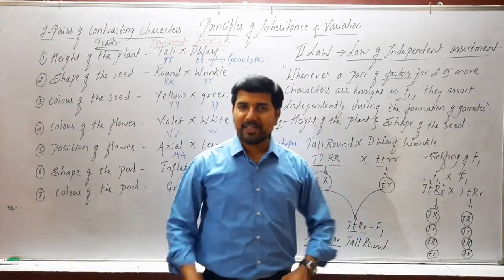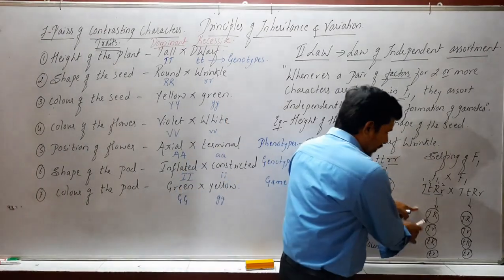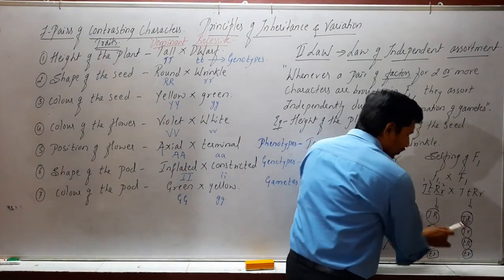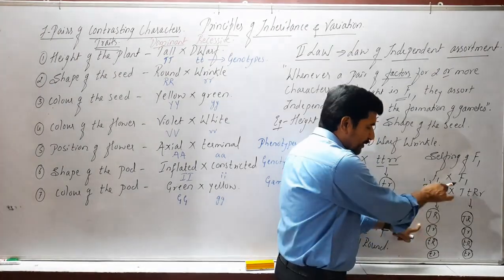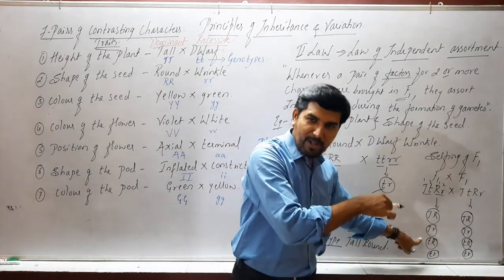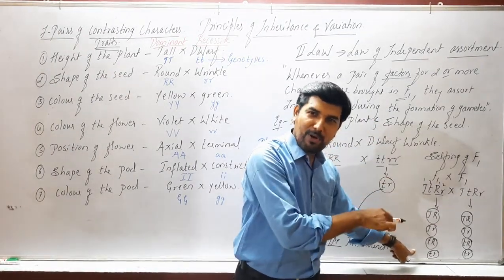Now we have to cross it. How to cross it? 1, 2, 3, 4. This is 1, 2, 3, 4. The first is crossed with all the four. The second is crossed with all the four. The third is crossed with all the four. The fourth one is also crossed with all the four.